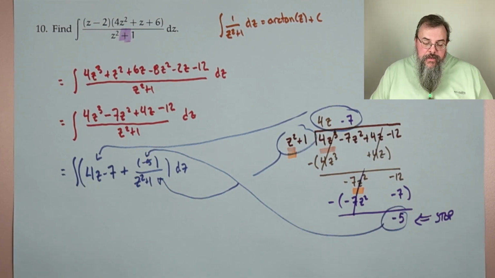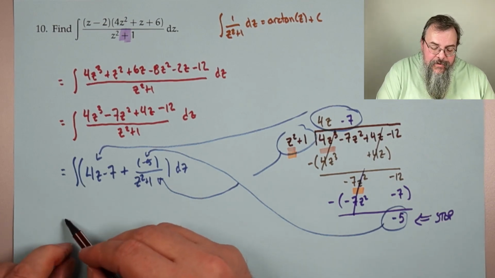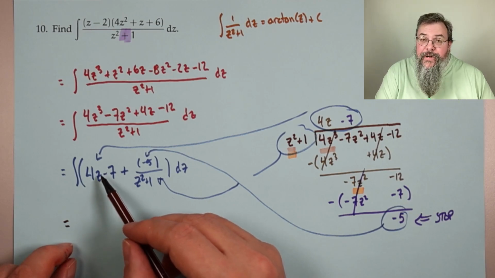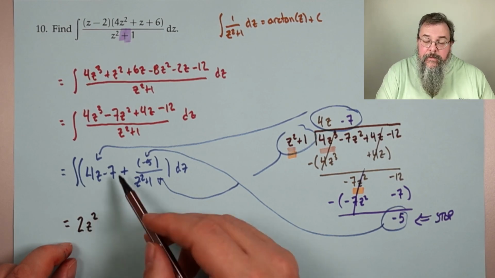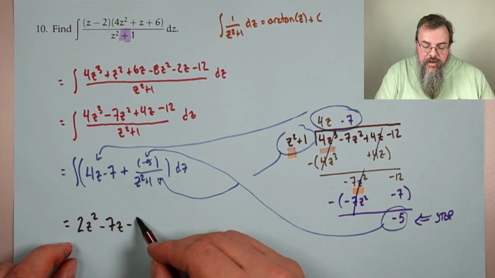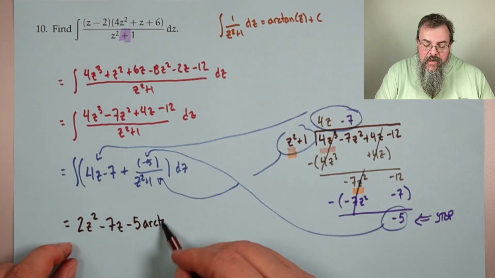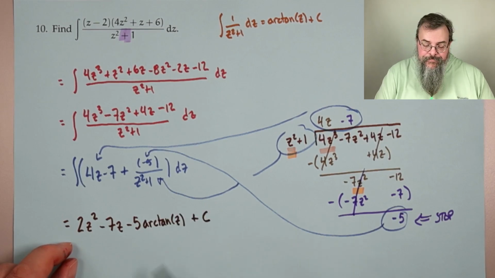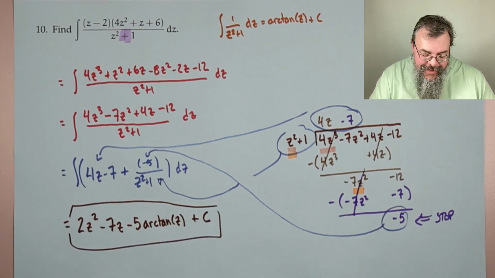Okay, so now we're pretty much ready to write down our answer, because everything is okay now. The integral of 4z, there's no problems. There's nothing below it. So add 1 to the power. That would be z squared divided by 2, 2z squared. Integral of minus 7, minus 7z. Minus 5 is a constant. Then the integral of 1 over z squared plus 1 is arctangent of z. And then we finish off by plus c. And there we go. That's it.